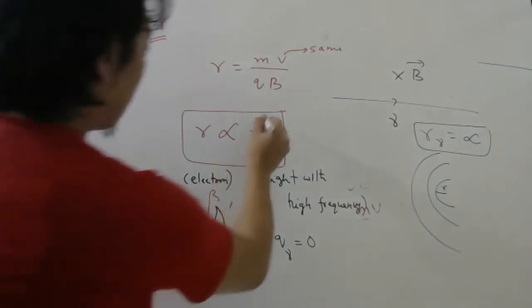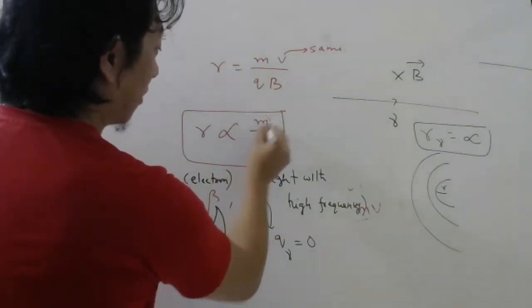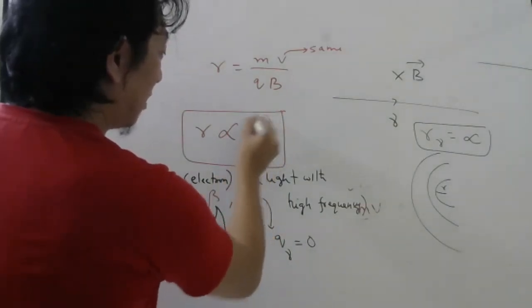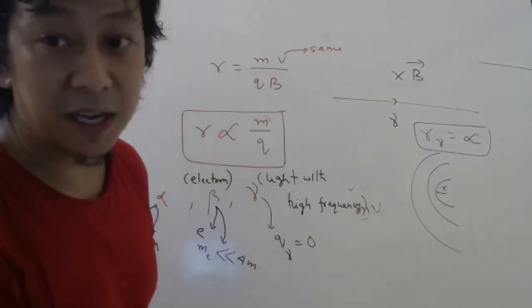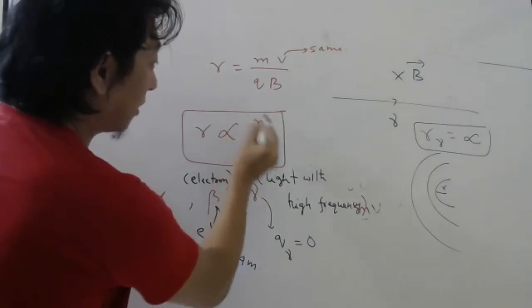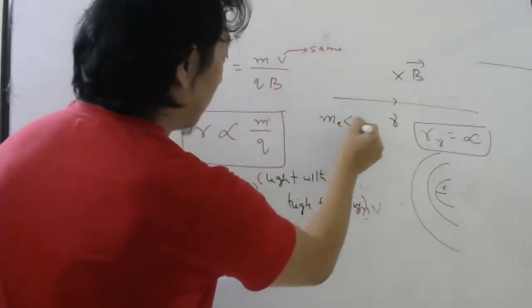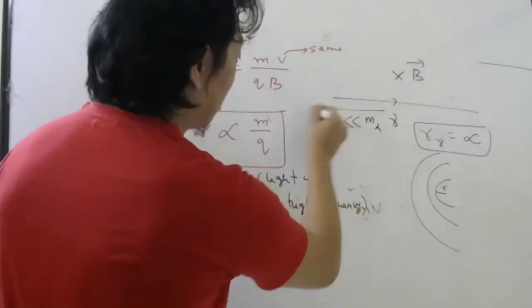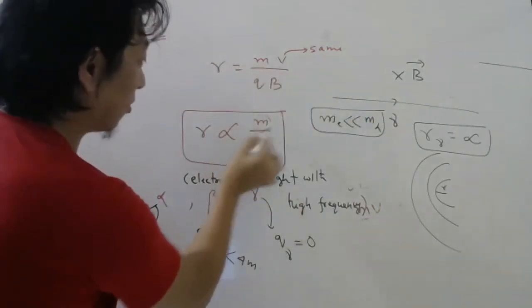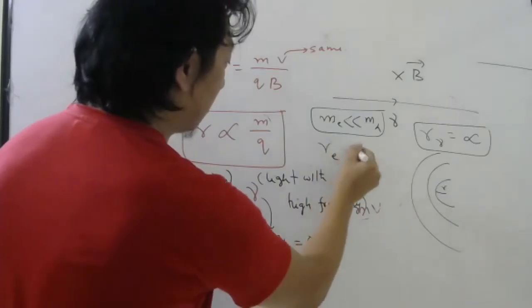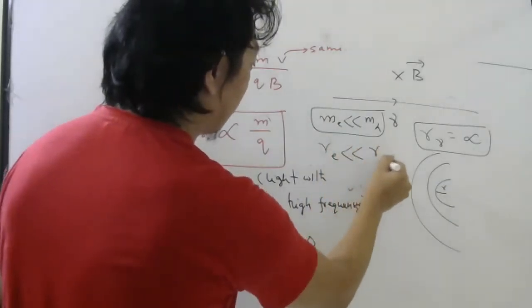Now, the mass of electron is very, very small compared to proton, and therefore very, very small compared to alpha. Since the mass of electron is very, very small compared to the mass of alpha, the charge doesn't really matter. Since the mass is very, very small, the radius of electron will be very small compared to the radius of alpha.